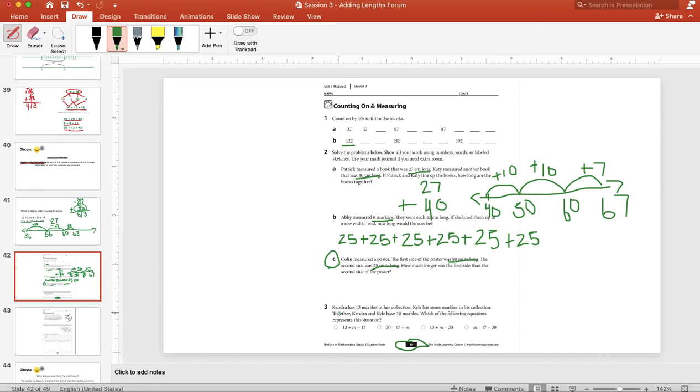Number 3, Kendra has 13 marbles in her collection. Kyle has some marbles in his collection. Together, Kendra and Kyle have 30 marbles. Which of the following equations represents this situation? So remember, the letters in these equations are called variables. Okay? So you need to find an equation that would represent this problem. Okay?